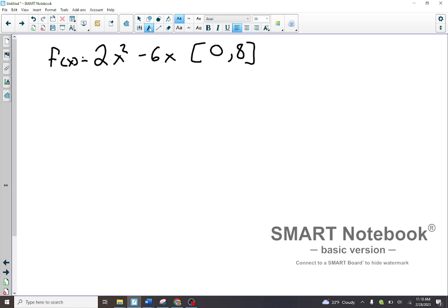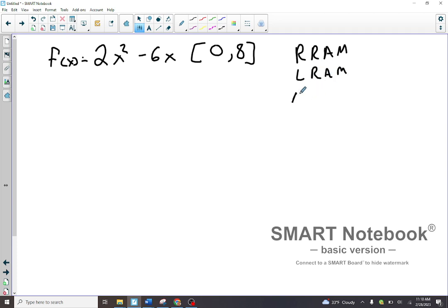test. All right, our first question here is a left, right, and middle rectangular sum or a Riemann sum. So I'll do it with right rectangle, left rectangle, and then middle rectangle. Now, in this situation, I have some sort of, I could tell from a parabola.